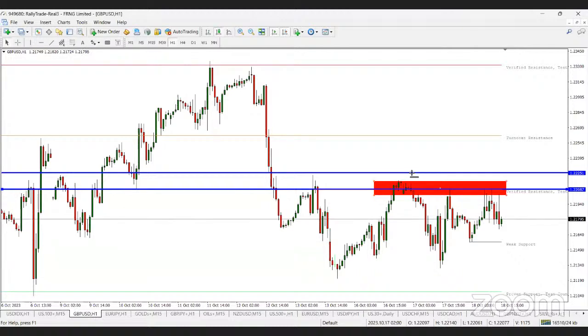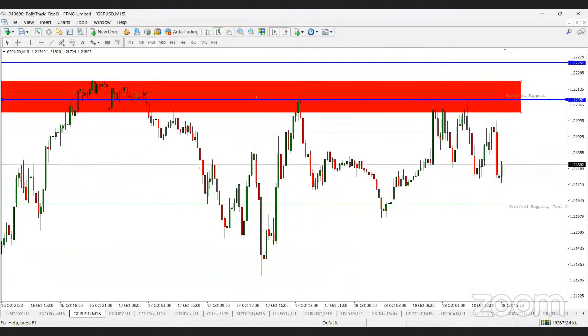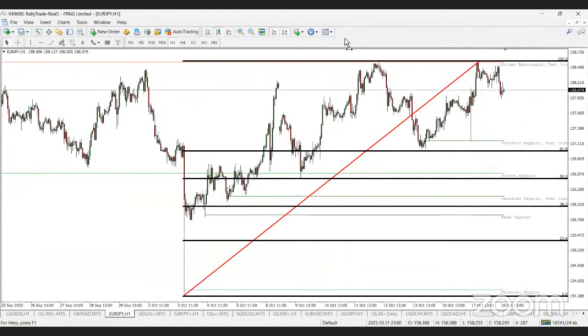But as it stands, on GBP USD, I actually expect a sell. I expect a sell on GBP USD. Okay, let's move on from GBP USD. Let's check out Euro JPY.